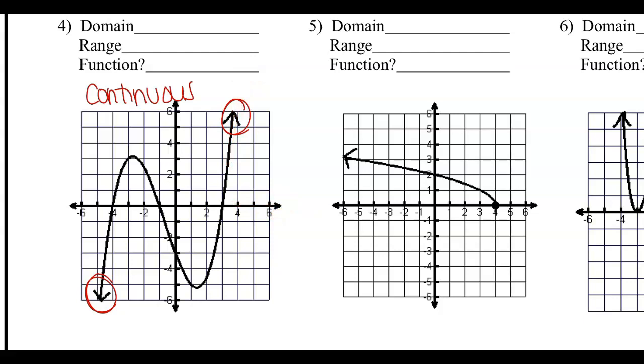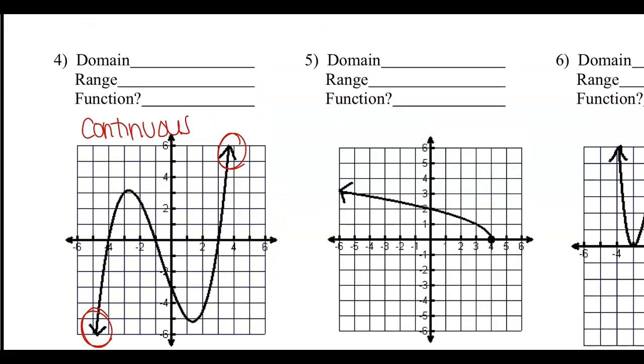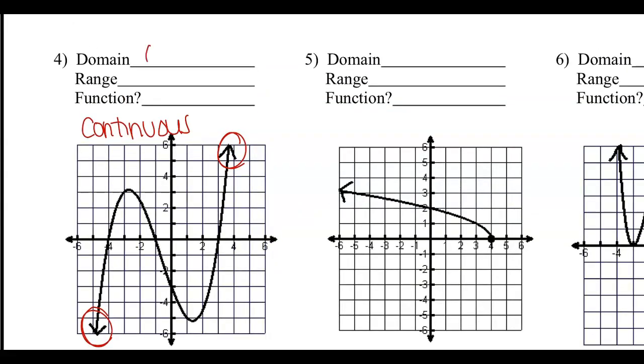Well, what does that mean for your domain? That means that your domain has to go from -infinity to +infinity. And remember, we talked about this in our interval notation notes. Whenever you're going from infinity and -infinity, you always want to put a parentheses.